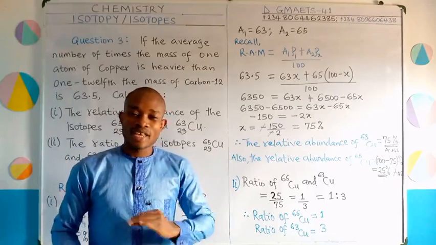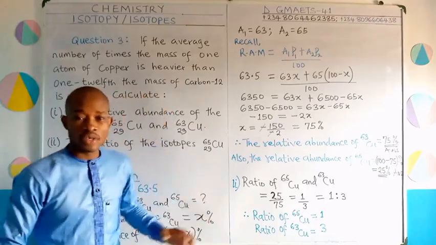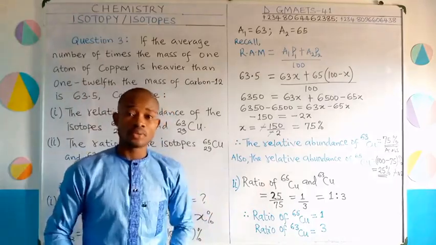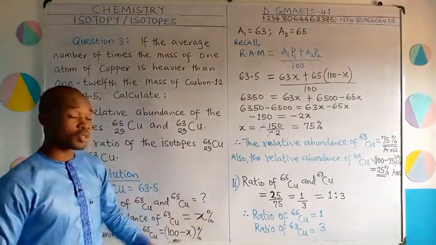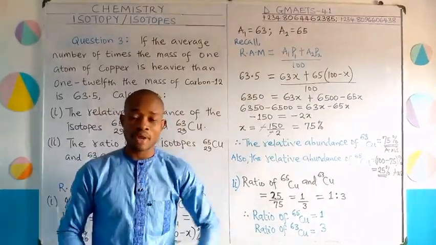All you need to do, in a case where you don't know the percentage abundance of any one, you assume one of them to be an unknown. Like I took that of copper 63 to be equal to x. Therefore, the other will be 100 minus x.